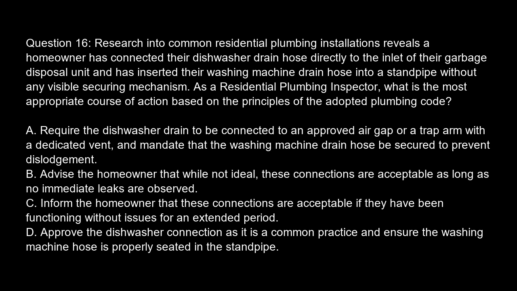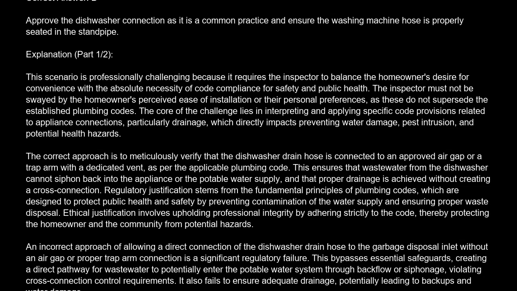Option B. Advise the homeowner that while not ideal, these connections are acceptable as long as no immediate leaks are observed. Option C. Inform the homeowner that these connections are acceptable if they have been functioning without issues for an extended period. Option D. Approve the dishwasher connection as it is a common practice, and ensure the washing machine hose is properly seated in the standpipe. The correct answer is D. Approve the dishwasher connection as it is a common practice, and ensure the washing machine hose is properly seated in the standpipe.